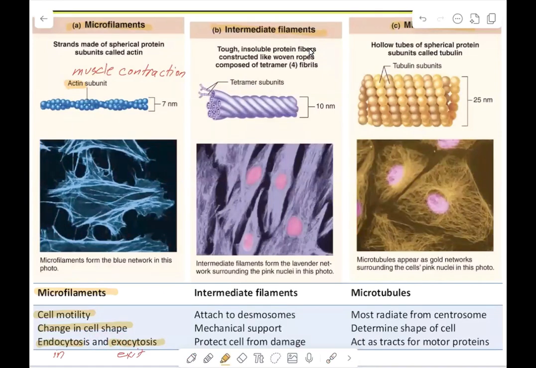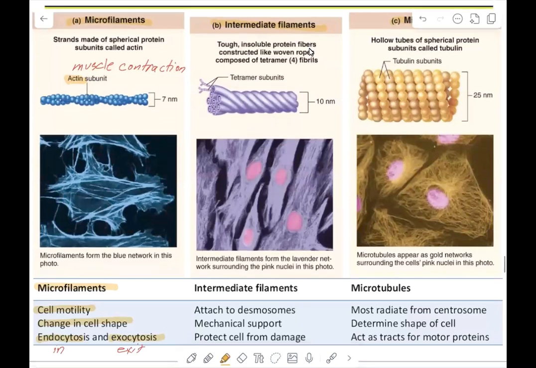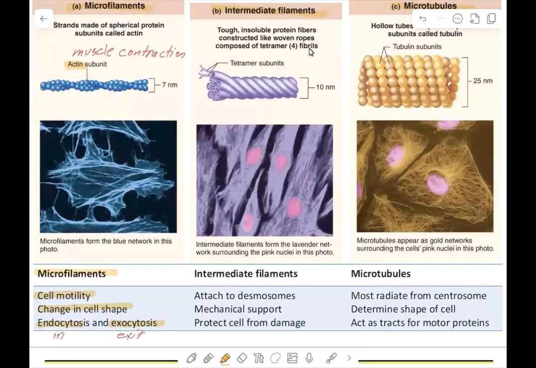The next example is an intermediate filament, and the intermediate filaments attach to desmosomes, which remember is a type of junction found in places like the cardiac muscle, as well as the skin, where stretching occurs. It's important for mechanical support and also protection of the cell from damage.